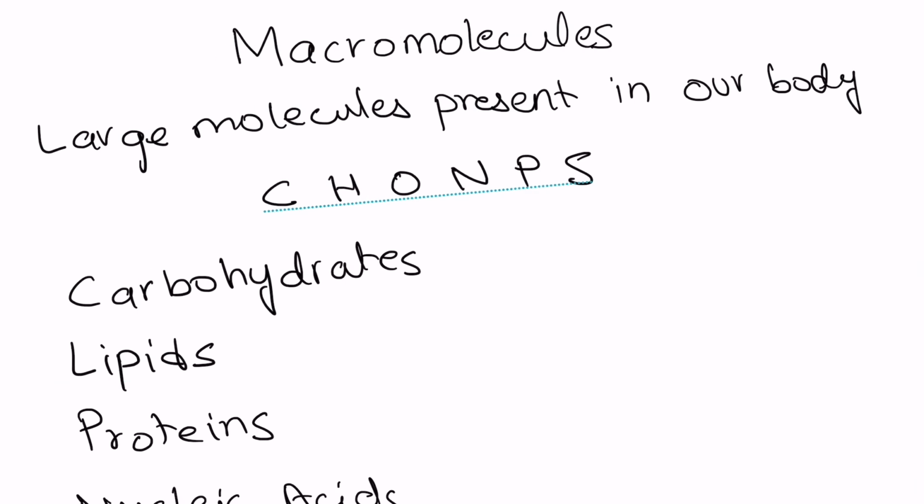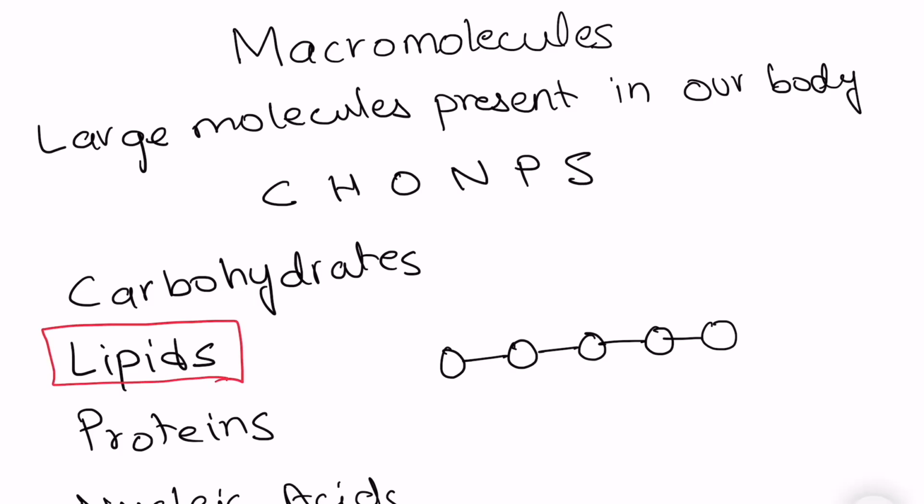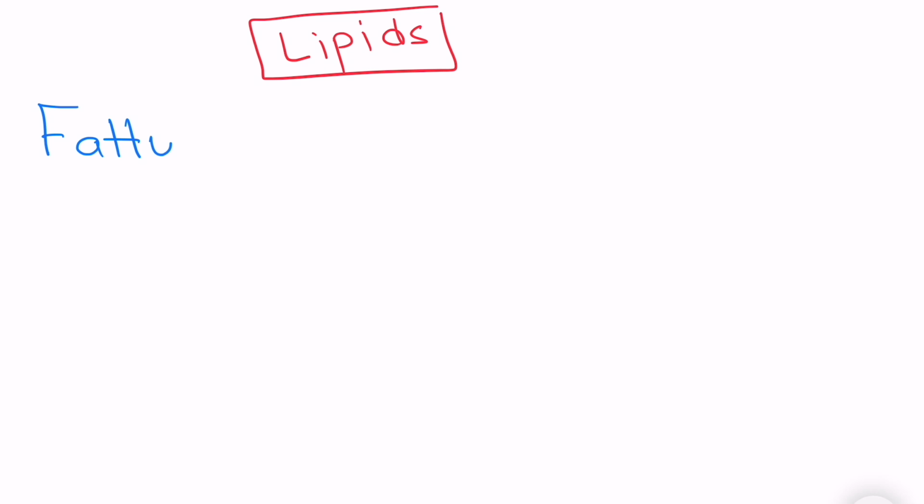All these macromolecules are polymers, meaning that they are made up of small repeating subunits called monomers that are connected together through covalent bonds to form long chains called polymers. Last time we discussed carbohydrates. In this video, we'll be discussing lipids. The repeating subunit in lipids are fatty acids.